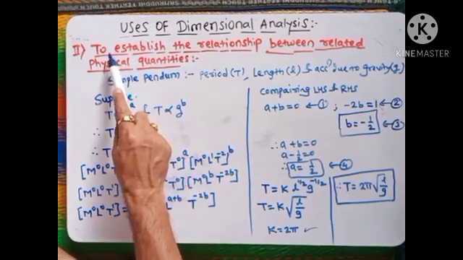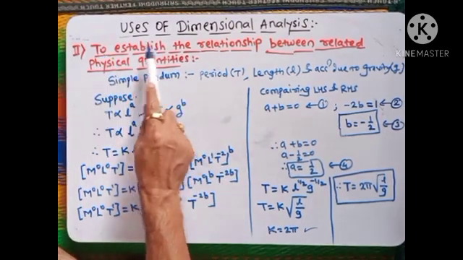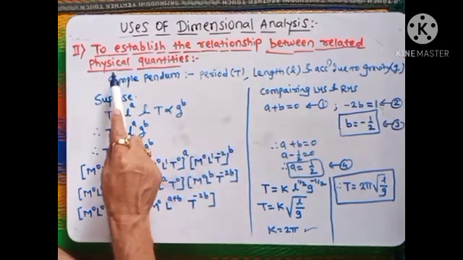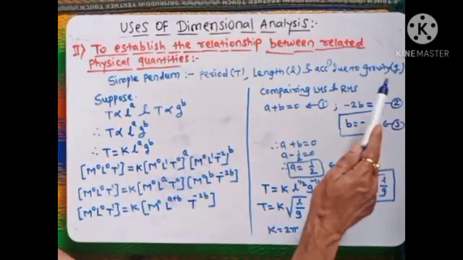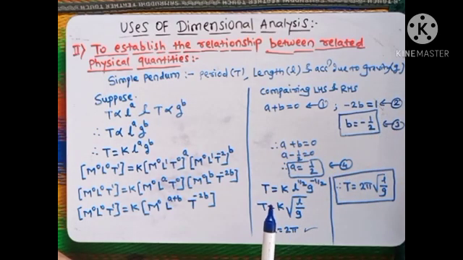Here, what is the use? We have written the second use: to establish the relationship between related physical quantities. That means related with time, length of the simple pendulum, and acceleration due to gravity. They are related. And what is the relation between these three? We have calculated it by using dimensional analysis. This is the second use of dimensional analysis.